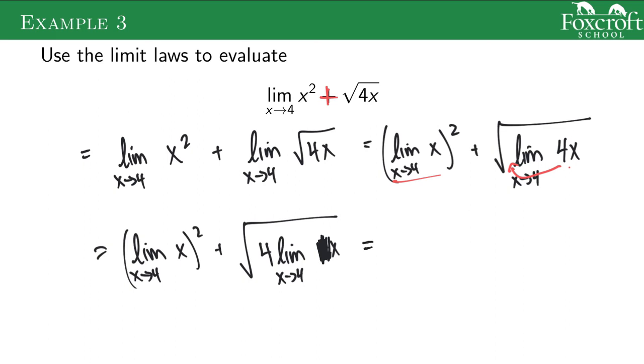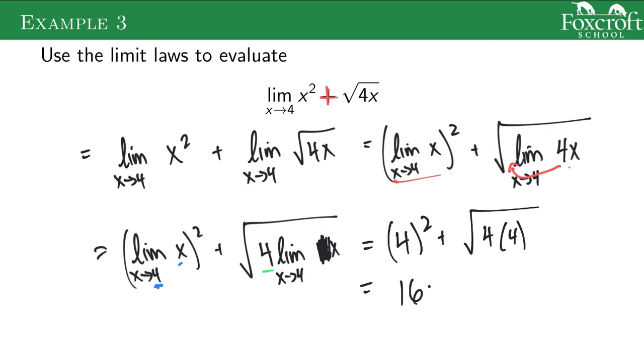But now again, we're down to what we want. When it's just a limit of x, we just plug in whatever the a value is for x. So it's going to be 4 squared plus the square root of that 4 is coming from the 4 that's already there. And then the limit part is also a 4. And then again, it's just simplifying after that. We get our final answer of 20.